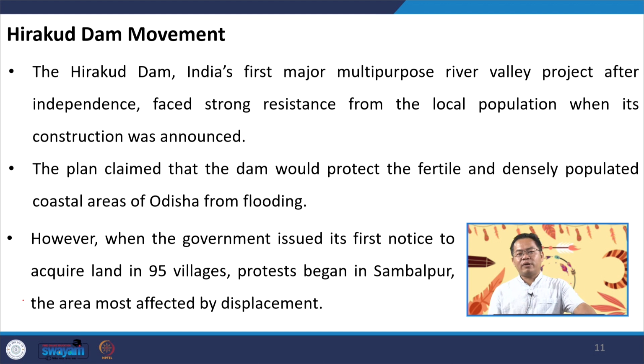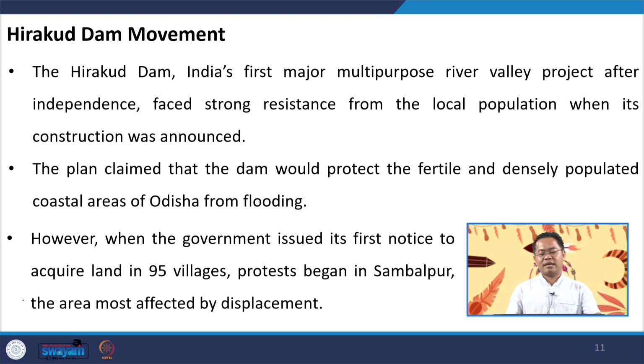So therefore, the Hirakud Dam in India at least occupies a very important place in the nationalist imagination of what a post-colonial Indian state or a modern state would look like in the future. So the Hirakud Dam, India's first major multi-purpose river valley project after independence, faced strong resistance from the local population when its construction was announced. And why do people do this? Why do people resist or oppose the construction of the dam?